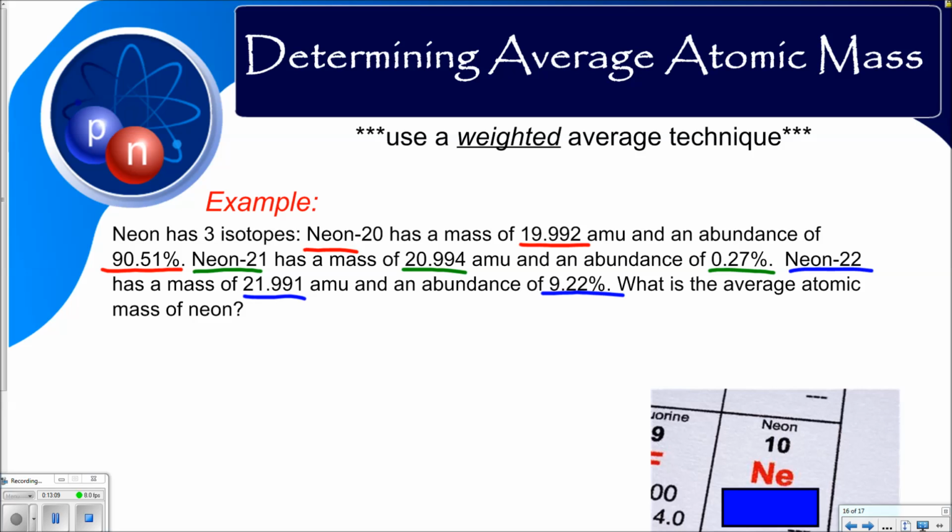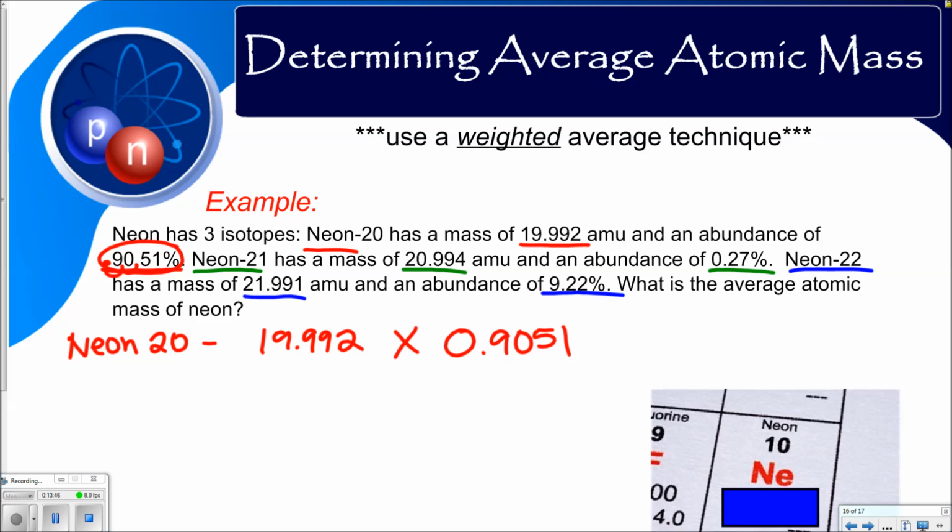What is the average atomic mass of neon? We combine the masses of all of these using the weighted technique. So let me show you how. I'm going to start with my first isotope, neon 20. I'm going to take its mass, 19.992, and multiply it by its abundance. I'm not going to leave that abundance in percent form. I need to put it in decimal form by dividing by 100, or moving my decimal 2 to the left. So I'm going to multiply it by 0.9051.